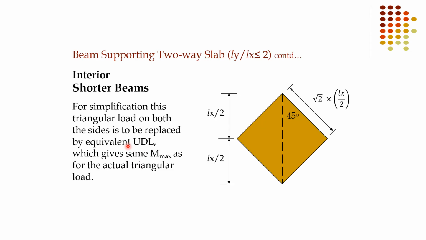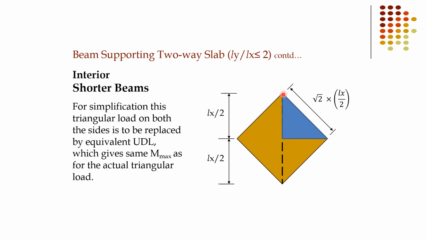Here you will see that panel, interior short beam. Okay, total length was lx, the half length is lx by 2, lx by 2. Okay, the inclination where the slab is distributed, that is the 45-degree angle. So if I just highlight this portion, if this length is lx by 2, then due to the 45-degree angle, this length will also be lx by 2.